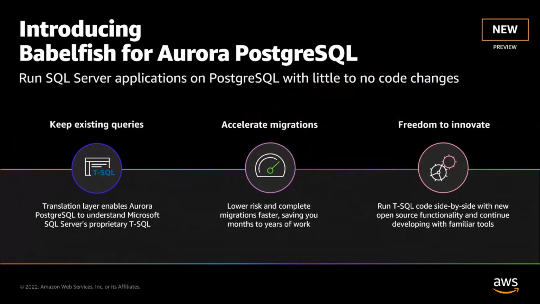And this is the goal. You can keep existing queries as they are, run the T-SQL. You can accelerate your migrations, and of course, you're free to innovate. In fact, with Babelfish, you can connect the same app to both ports. You can have one connection object going to the SQL Server port and another connection object going to the Postgres port, and you can do an insert on one port and then read it from the other port.